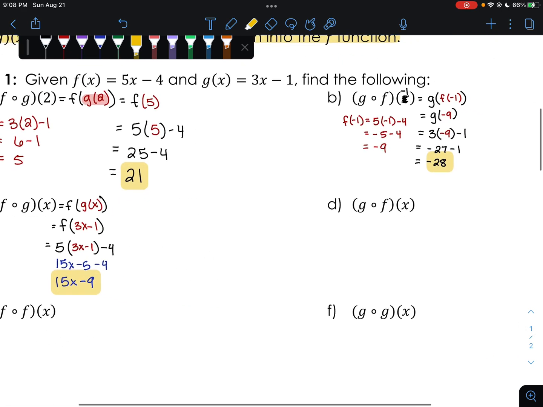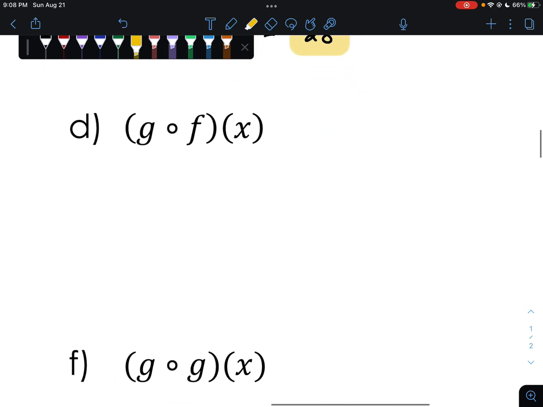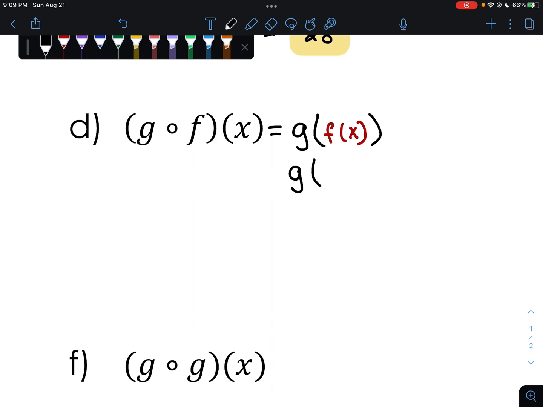Okay, moving on to D. Again, we always start by rewriting it: g of f of x. This time we're going to plug the f function into the g function. So that would be g of 5x minus 4, which is equal to 3 times 5x minus 4, minus 1.